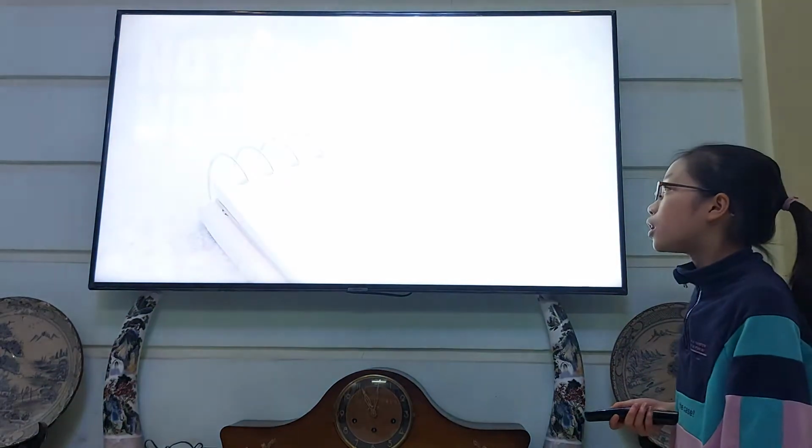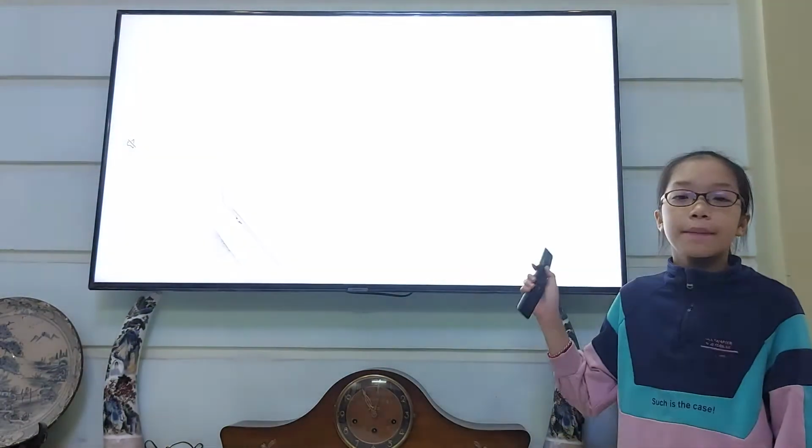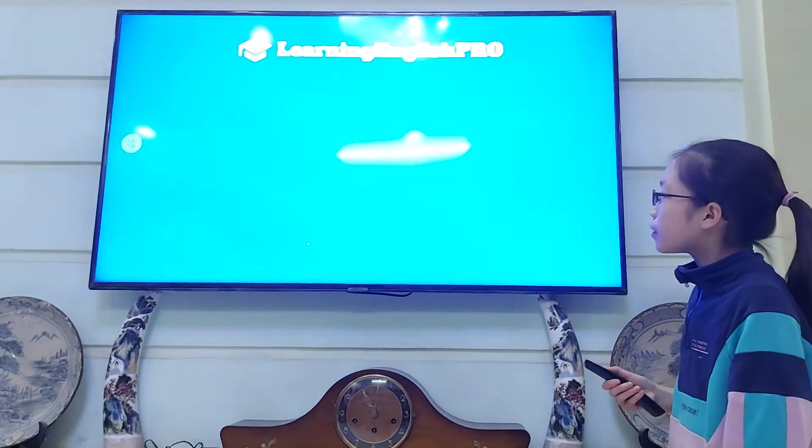We have a notebook, or also called a notepad. This is a notebook or notepad.